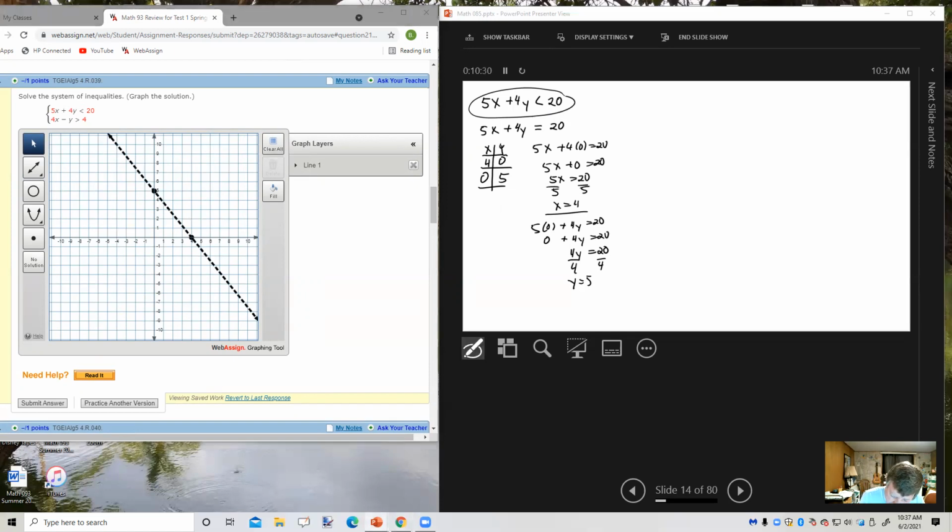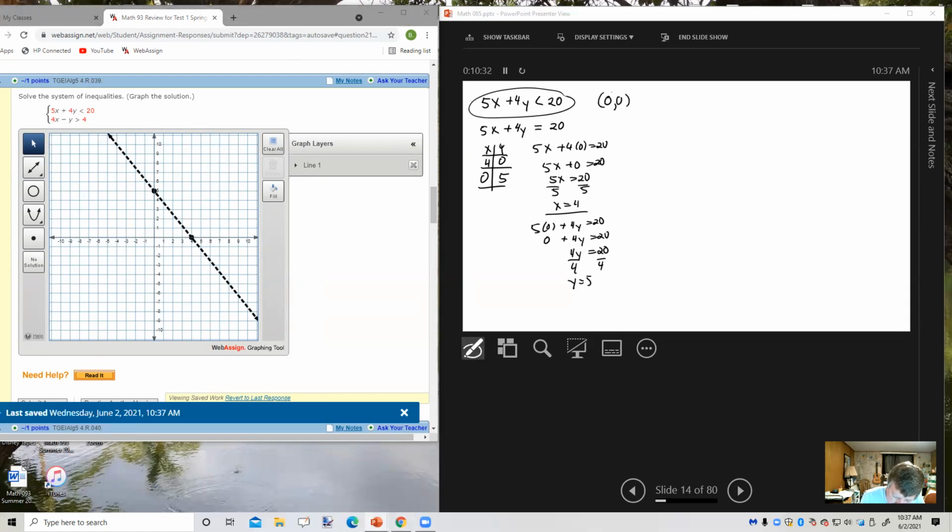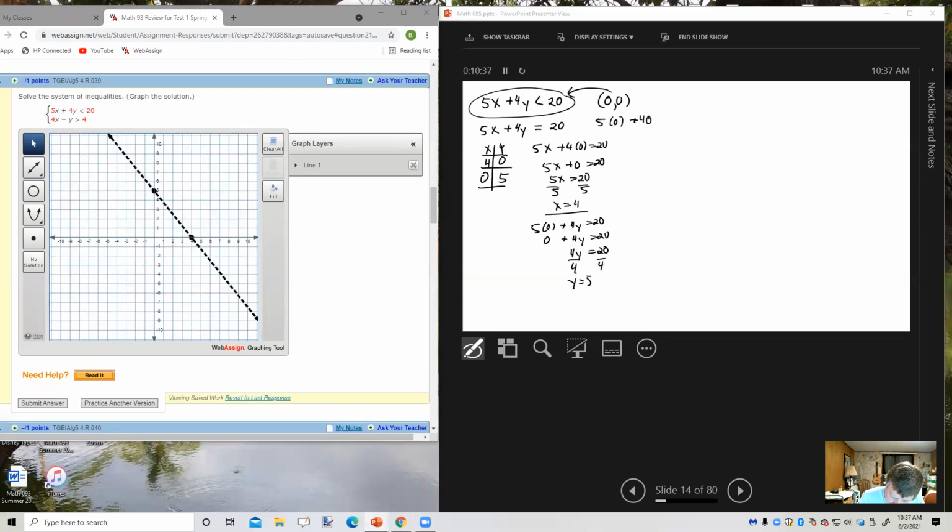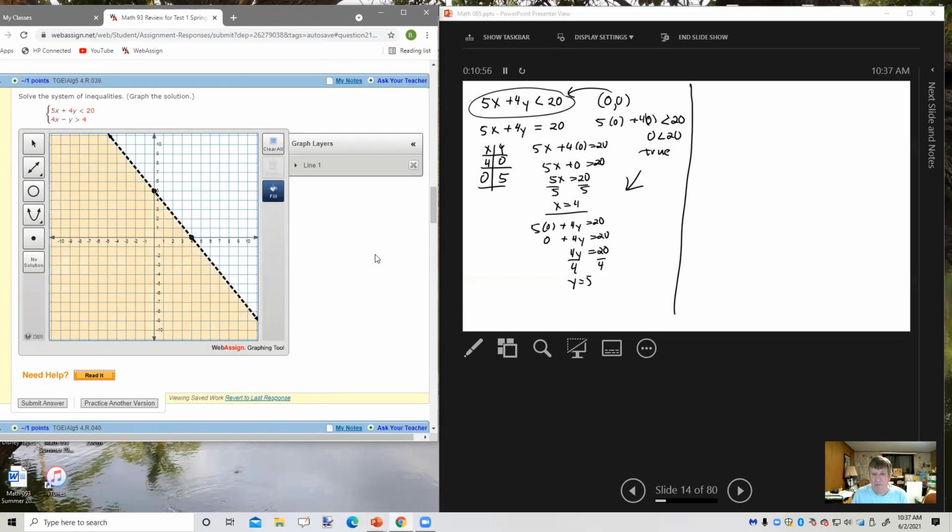So I'm going to plug 0, 0 in here. I get 5 times 0 plus 4 times 0 less than 20. 0 is less than 20. That's true, so that means we're going to shade below that first line. Over here, we would shade right there. Now, let's look at the second inequality: 4x minus y greater than 4.